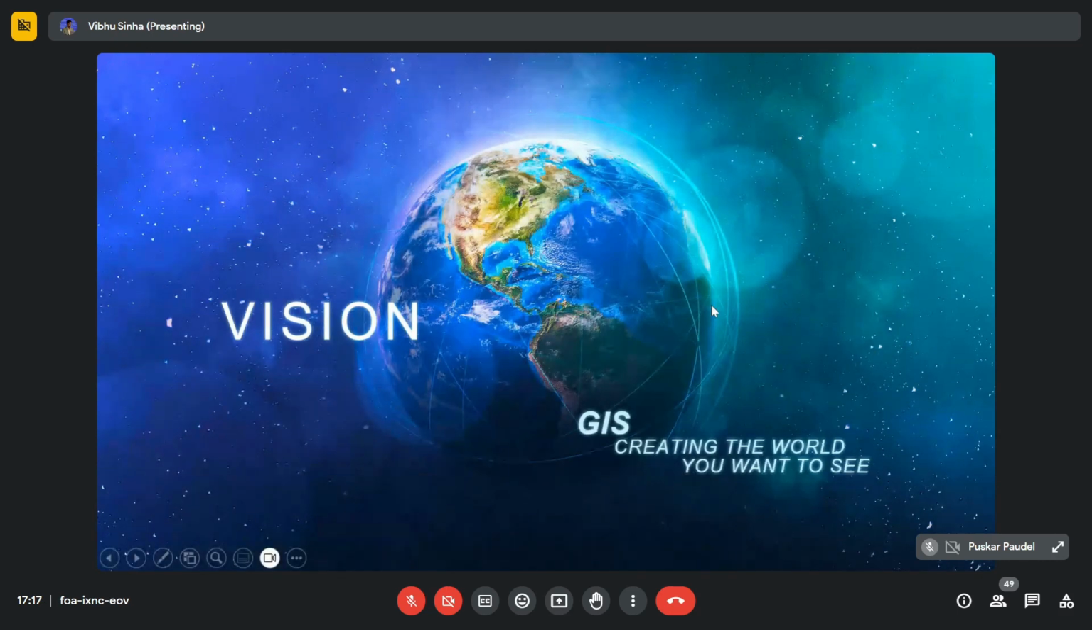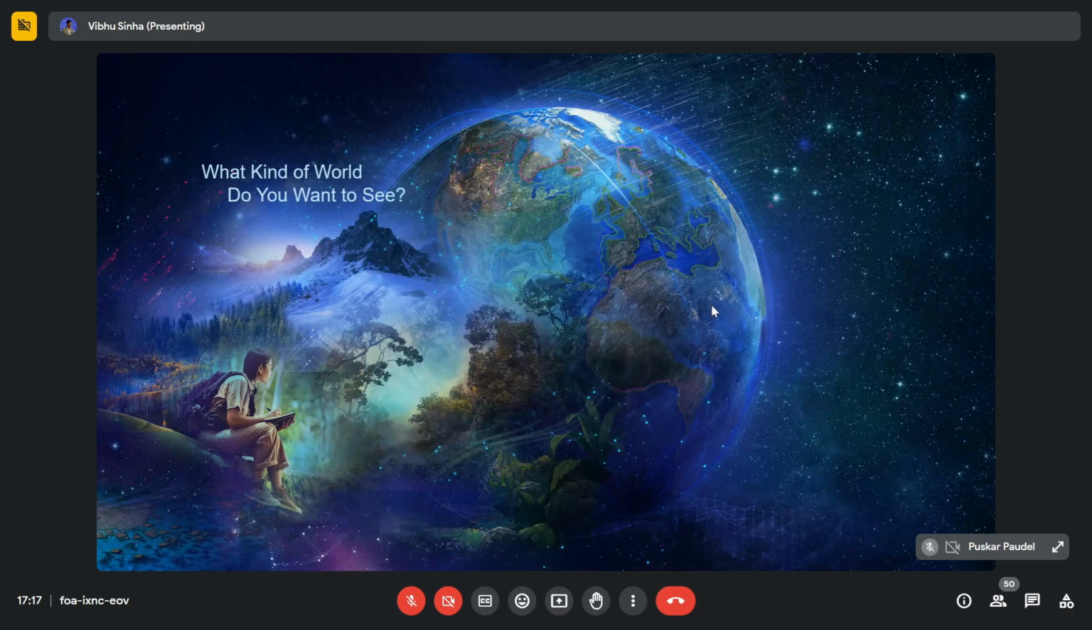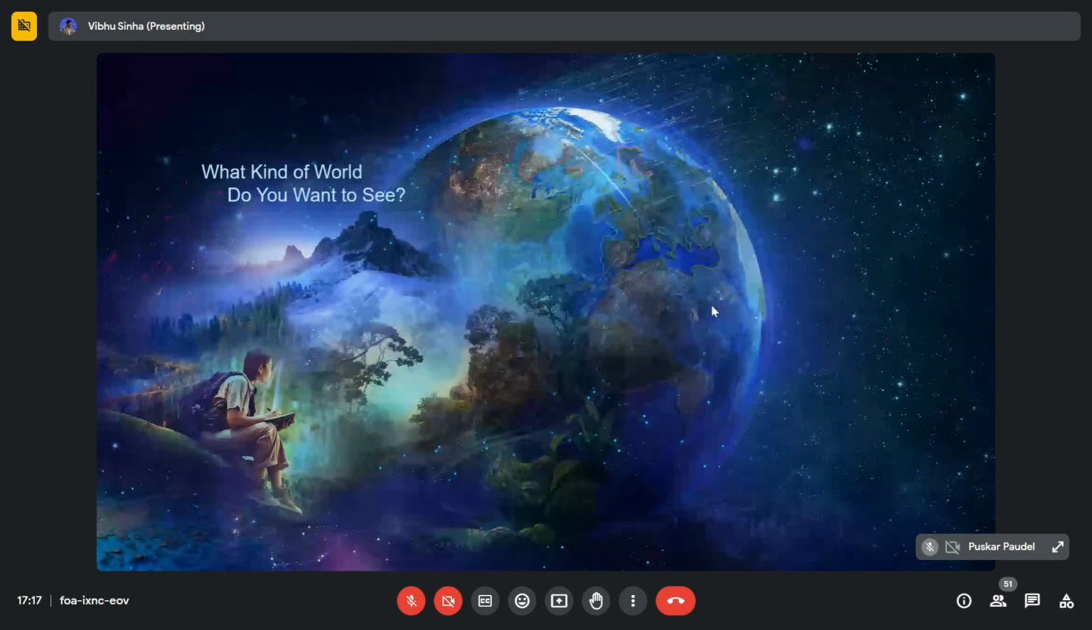So this is all about the vision, like how GIS is creating the world you want to see. So this was the theme for this year's user conference. And the first thing which comes to our mind is, what kind of world do you want to see? So just take a couple of minutes, if you want to, and come up with some words. I'm monitoring the conversation on my mobile device as well, so probably I would be able to see the responses.